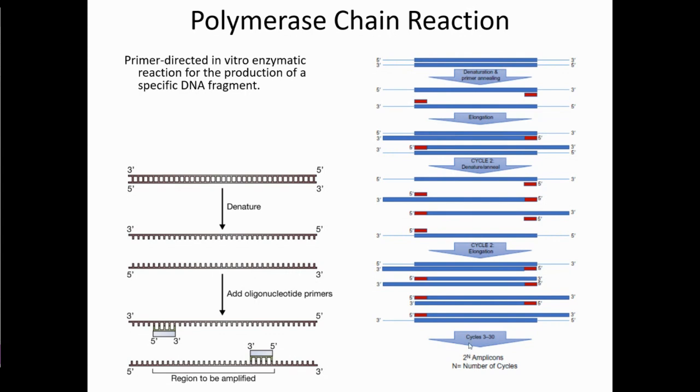Every cycle will give you more. For example, originally you have 1 double helix. That's 0 cycles, 2 to the power of 0, so it's 1. Then after 1 cycle, you have 2 DNA double helices, therefore it's 2 to the power of 1, so it's 2. After 2 cycles, 2 to the power of 2, that would be 4. So that's 2 to the power of n amplicons, depending on the number of cycles. So that's a PCR reaction.